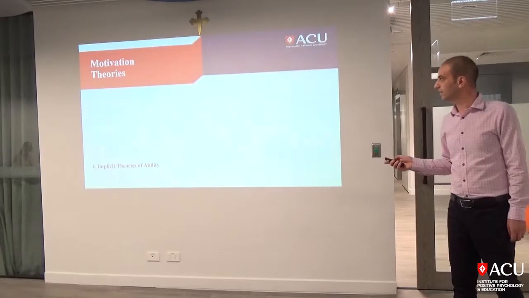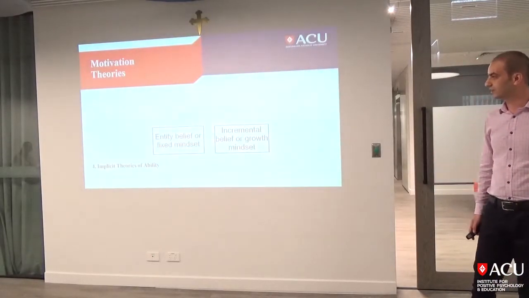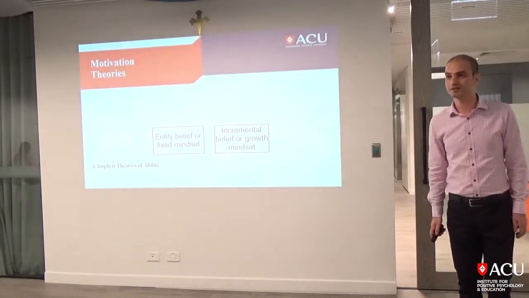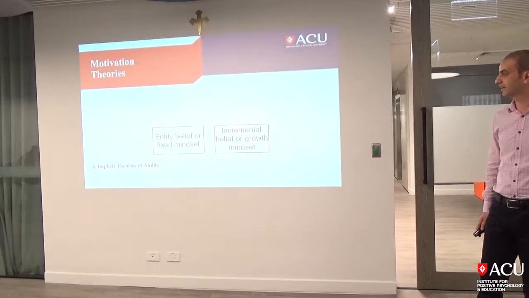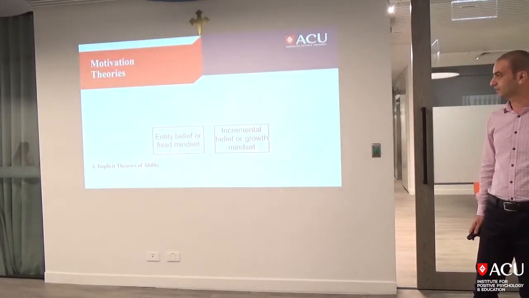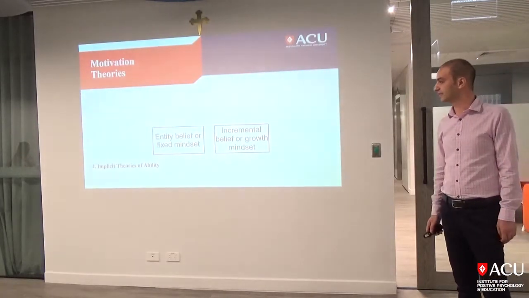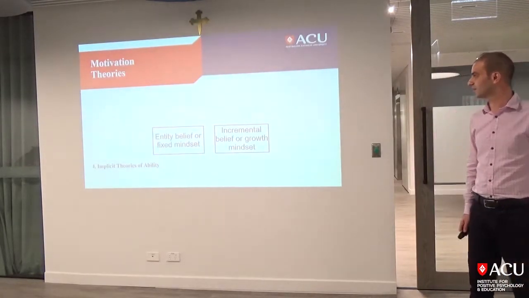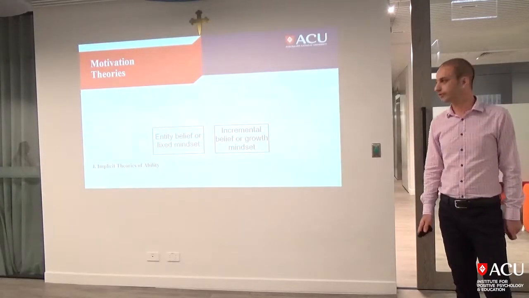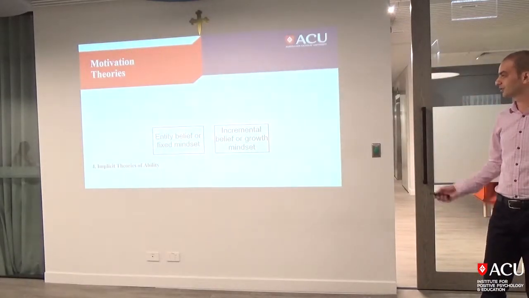The fourth theory is implicit theories of ability. Based on this theory, students might have two different beliefs about their ability. Some may believe that their ability is fixed and difficult to change, which represents entity belief or fixed mindset, and some may believe that ability can be developed through time and effort, which represents incremental belief or growth mindset.